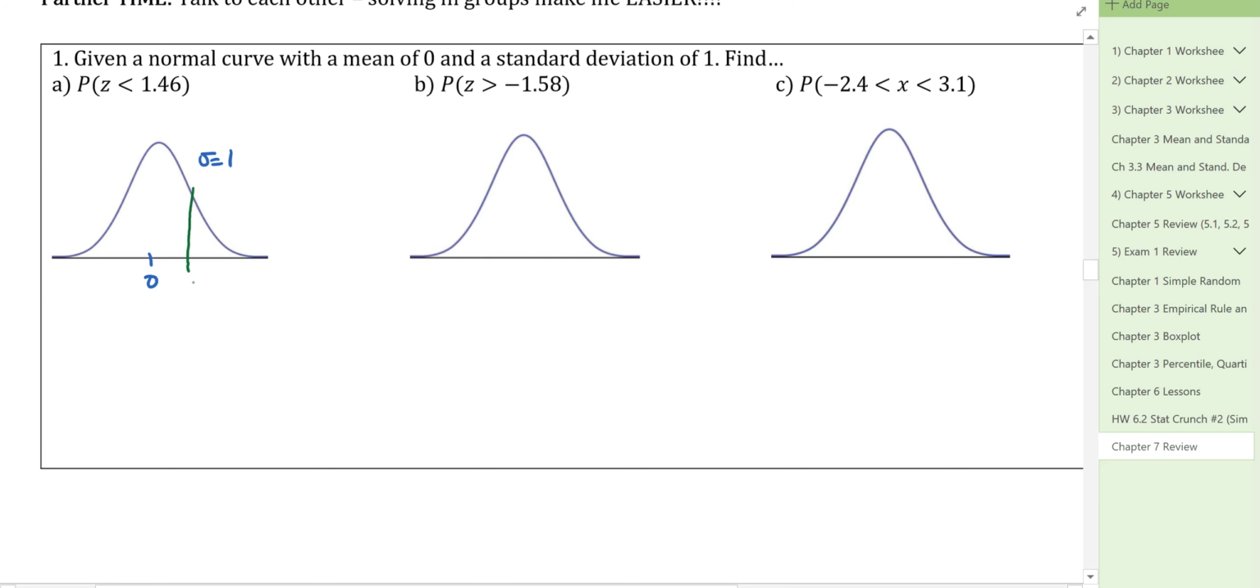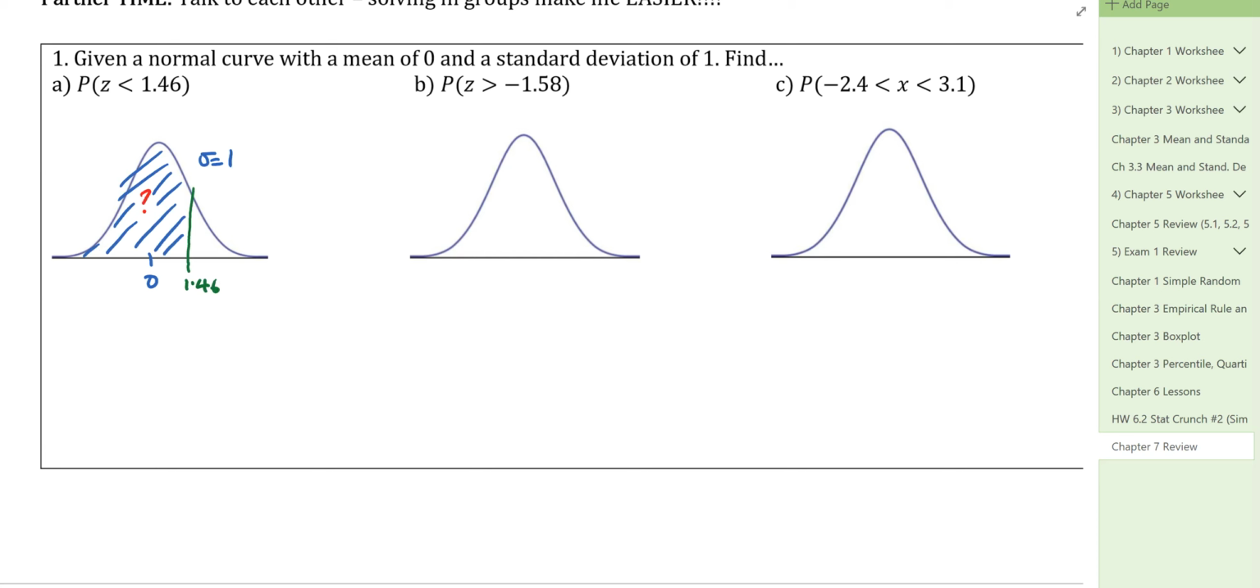So let's say 1 here. So say this is 1.46, and that is my z. So the area to the left, that's what I'm trying to find. You can even put a little question mark here. That's what you're trying to find. And okay, again, I'm looking for probability or area. So therefore, I should use normal CDF.